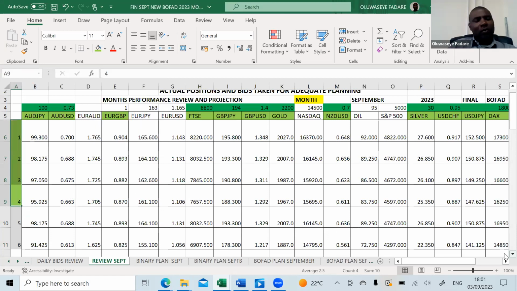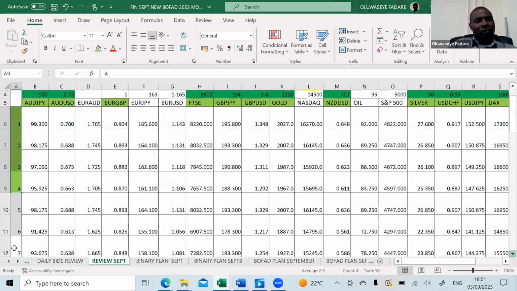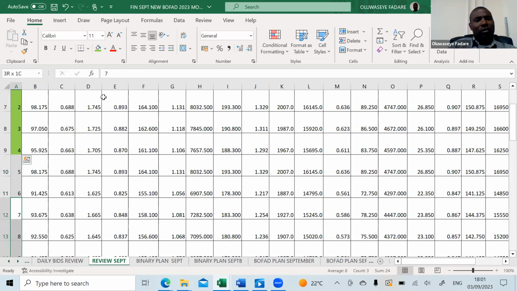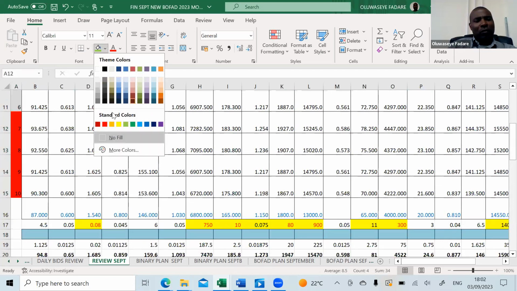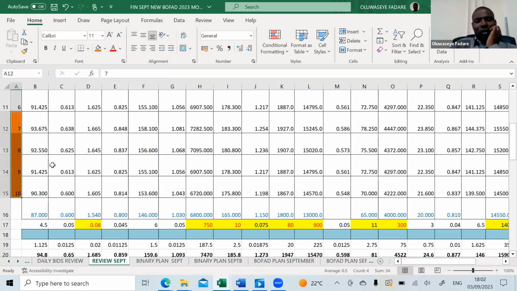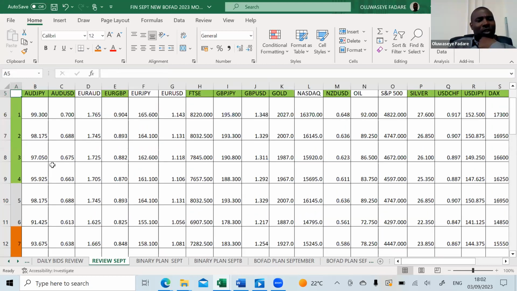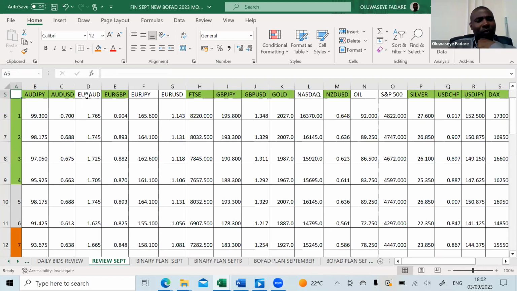And level 7 to 10 shows more of a potential of a sell. So let me color it orange. Okay, so the top side gives us a potential of a buy, and the bottom a potential of a sell.